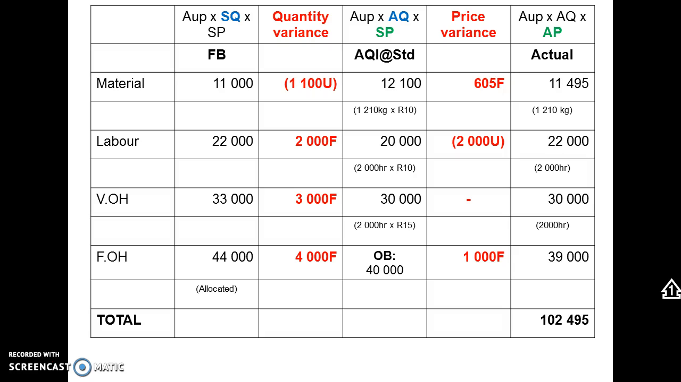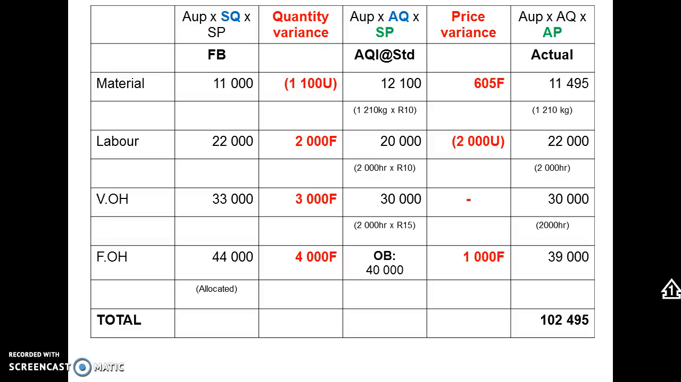If it's not given, you'll have to calculate it using the total actual value less the actual price paid. So this actual quantity of input at standard comes from the actual kilograms, which comes from this side, whereas the standard price comes from the budget side. The standard price is the 10 Rand per kilogram.